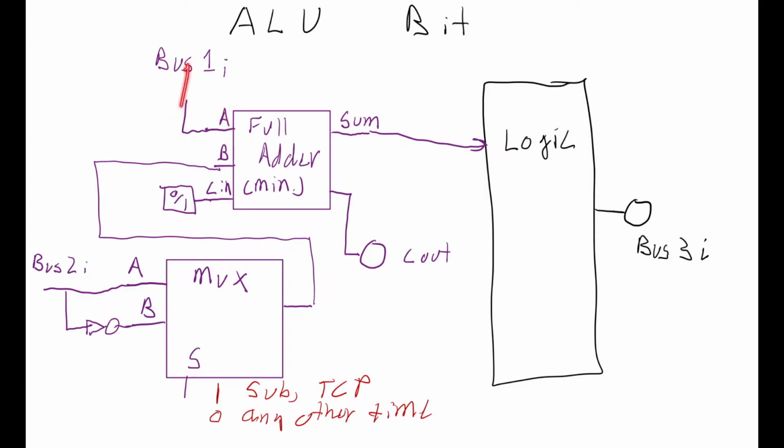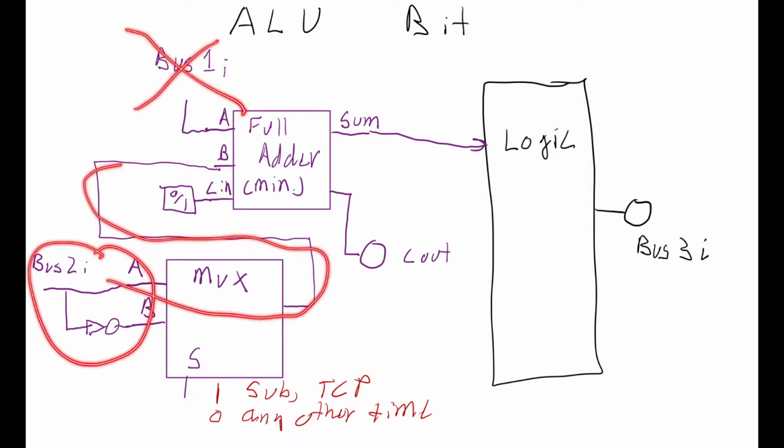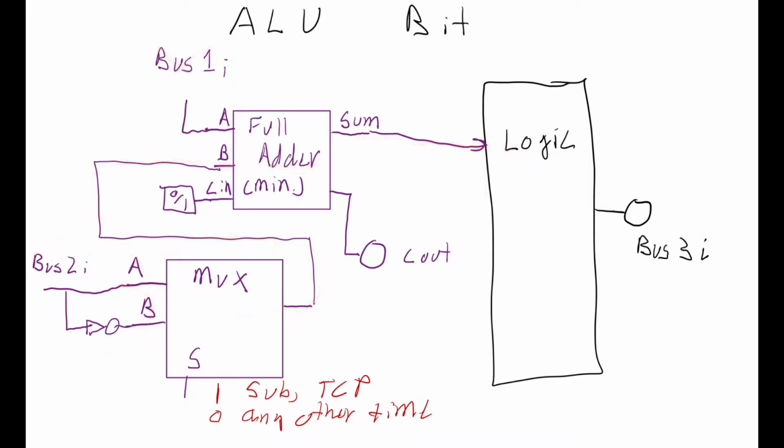We don't want to connect bus 1 directly because when we're taking the 2's complement, we actually don't want to add in bus 1. We just want to take bus 2 and have it be the output. The reason we're using the full adder is because when we add 1, we're going to need that carry in and carry out functionality. So we still need to use the adder, but we want to make sure that when we are taking the 2's complement of bus 2, we're adding it to 0, not bus 1.